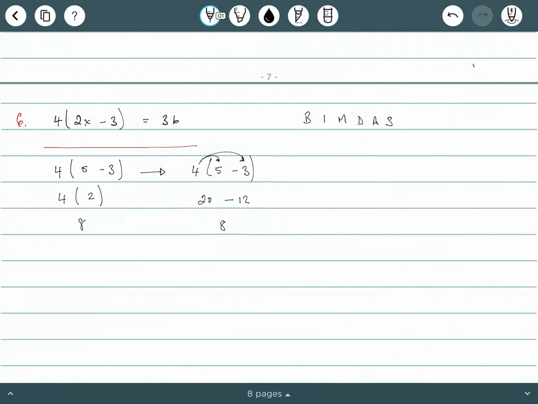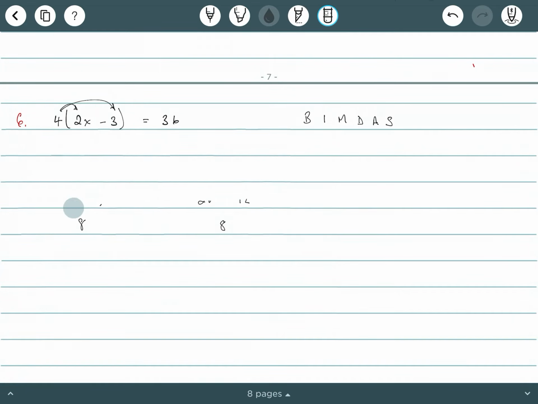So what I'm doing up here in question 6 is I'm going to multiply the 4 in by the 2x and multiply the 4 in by the minus 3. And that's going to get rid of my brackets. So then I will have a linear equation like we've been solving in the previous section. So it's going to be much easier for me to solve. So let's just get rid of all this down here. Okay. We can go back then down here.